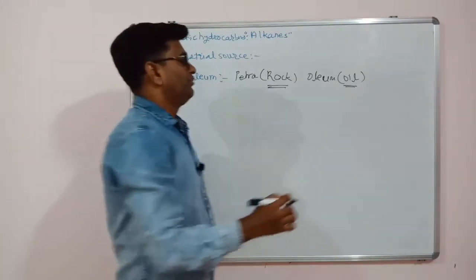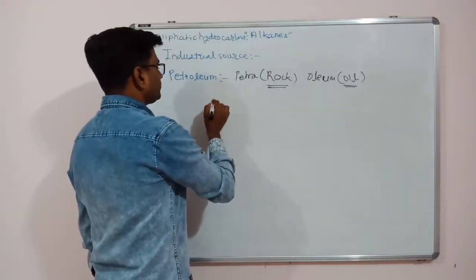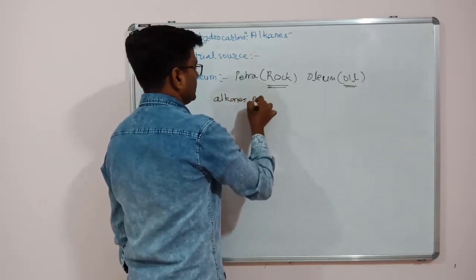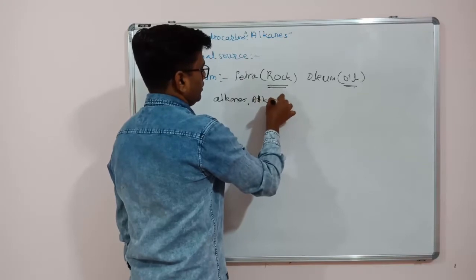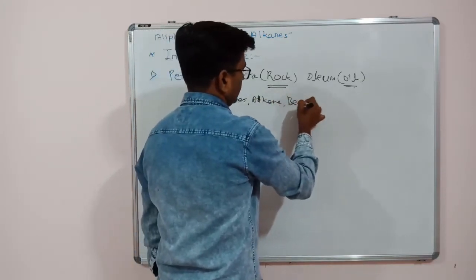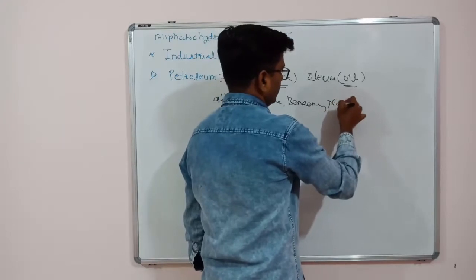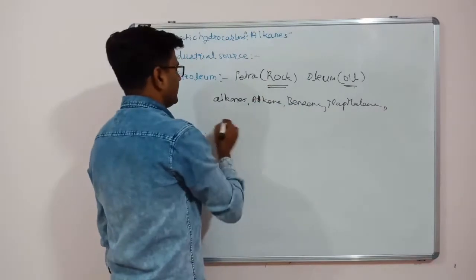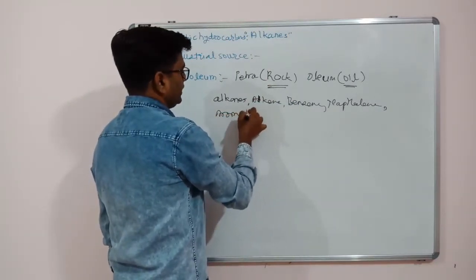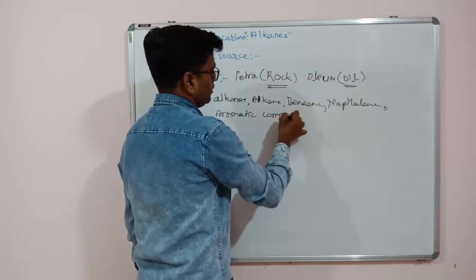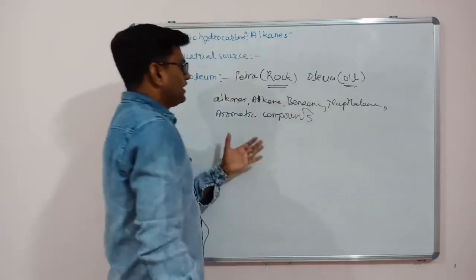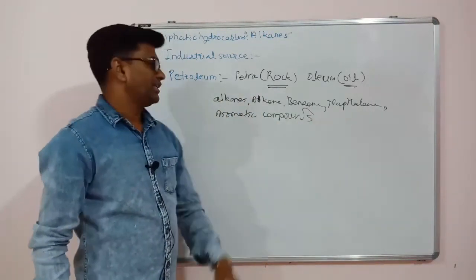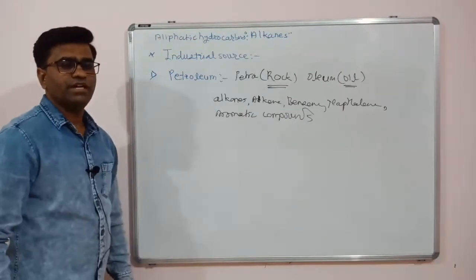So from petroleum we are getting alkanes, higher alkanes, alkenes, benzene, naphthalenes, aromatic compounds like naphthalene. Most of the time we are getting aromatic compounds also. So these are the petroleum sources of the alkanes. From this you can get the alkanes by some reactions, fractional distillation and all those things.